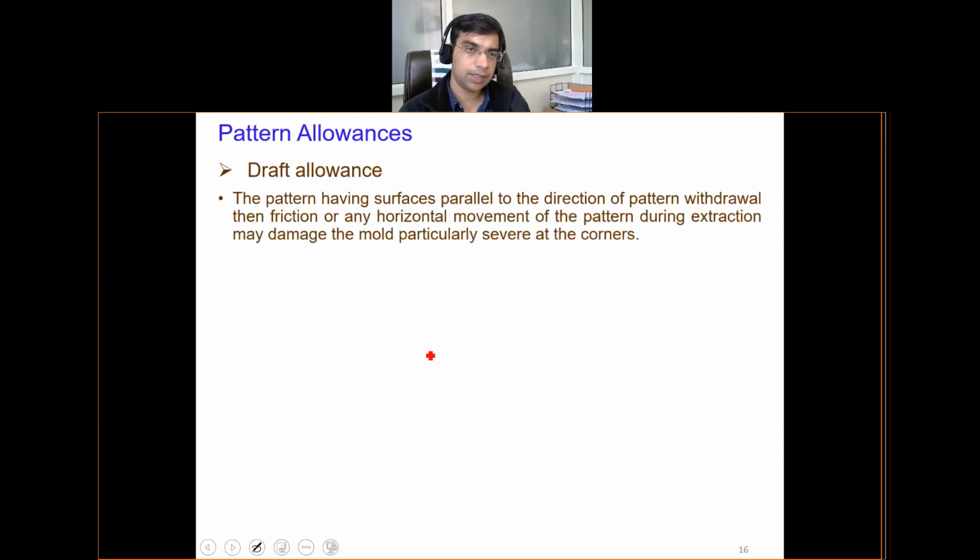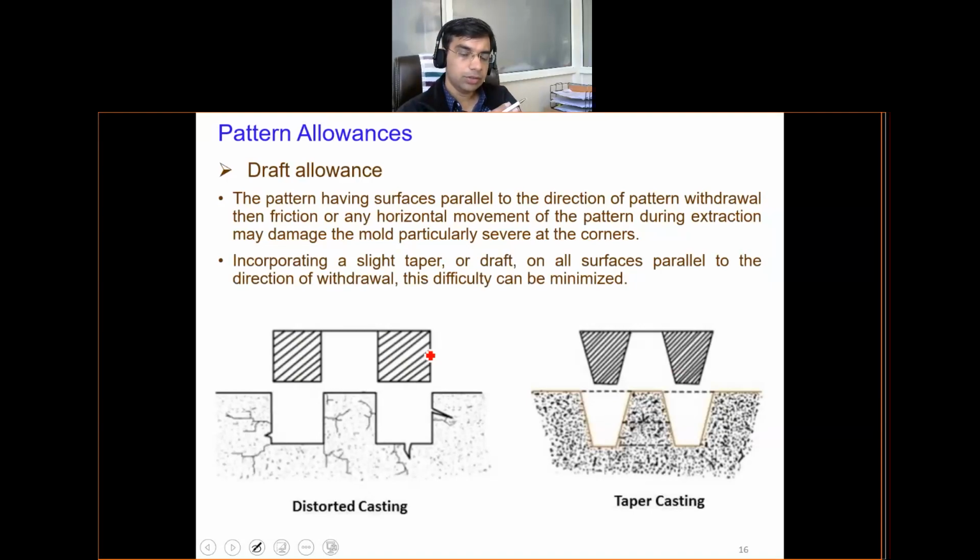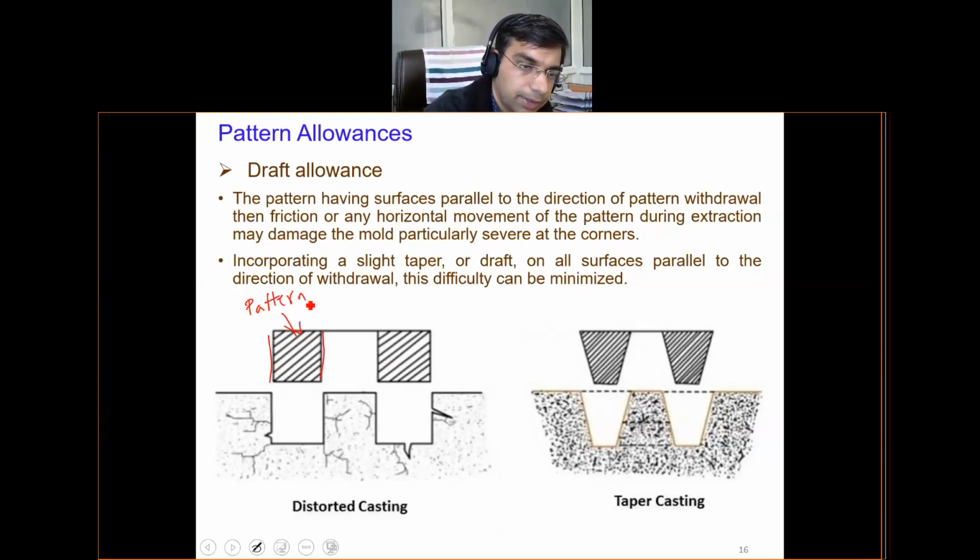Next is the draft allowance. So what is the draft allowance? The draft allowance is basically the slight change in the shape which is provided on the pattern in order to facilitate its easy removal from the mold. This is well explained using this figure. If you have these vertical surfaces on the pattern, so this is the pattern here, and you are having this pattern in this cavity and you want to remove it from this mold, so here it is the mold.